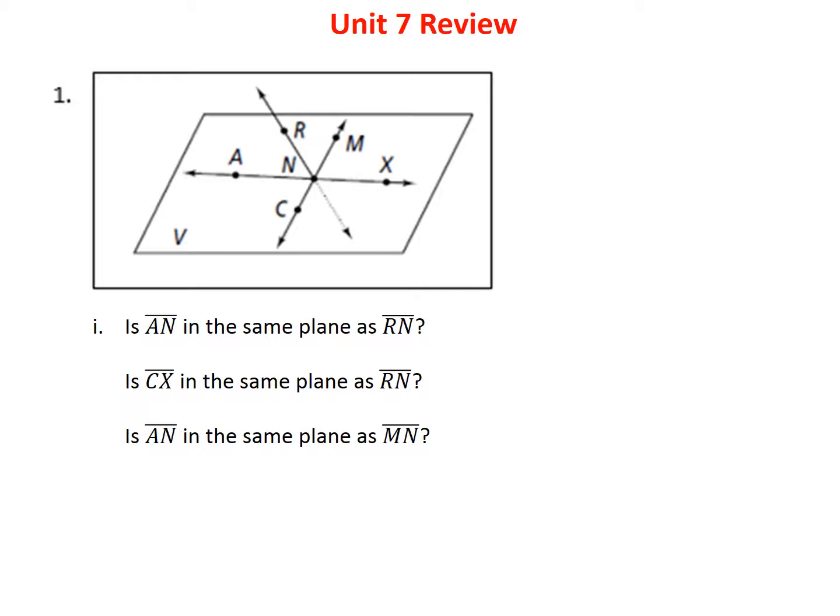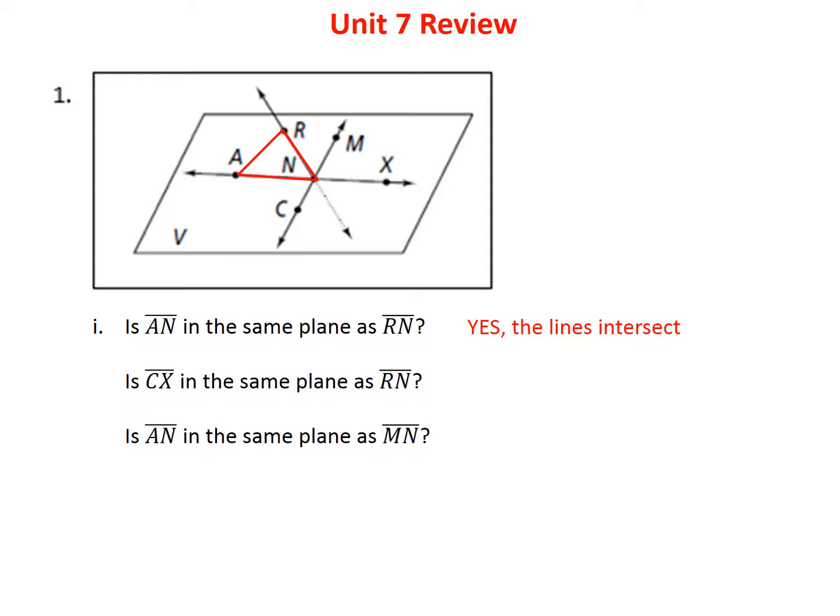In problem 1I, we're again asked to look at different aspects and see if it's true. The first one is the line segment, notice it does not have the double arrow, so we're just talking about the segment, not the whole line, in the same plane as RN. Well, notice that I can actually form a triangle with A, N, and R. So there is a plane formed by that triangle that contains both the line segment AN and the line segment RN. So the answer would be yes.